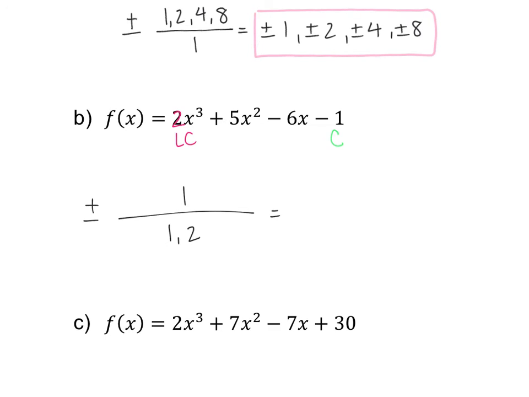So it looks like you have 1 divided by 1, which is plus and minus 1. And then 1 divided by 2 is plus and minus 1/2. And that's all that you have. So this one doesn't have very many factors to work with. Your x could be somewhere around 1 or 1/2, either in the negative x values or the positive x values.